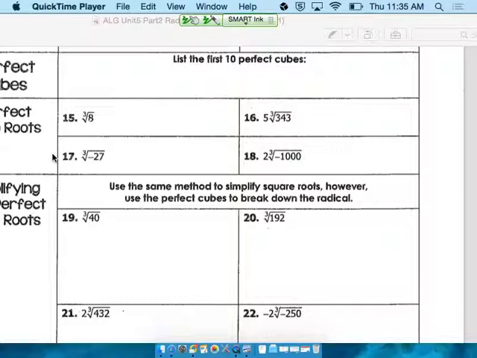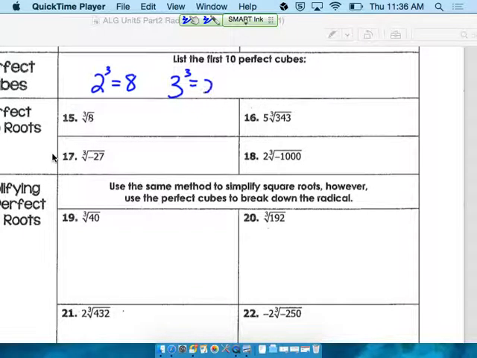Okay, this video will talk through cube roots. So let's think about the first 10 perfect cubes. I'm not going to do all 10, but a cube is a number raised to the power of 3. So 2 cubed means 2 times itself 3 times.